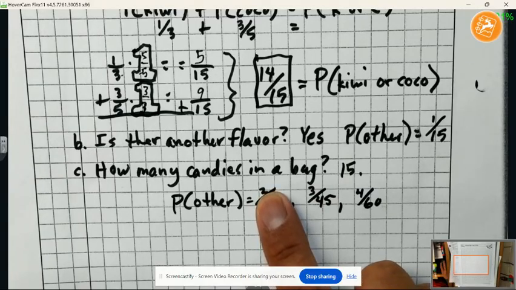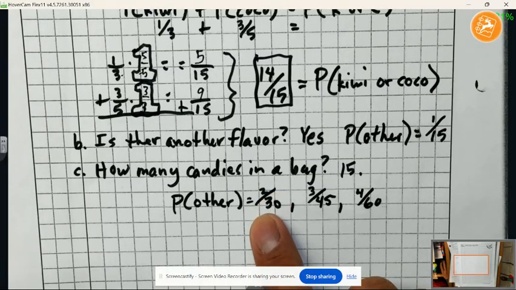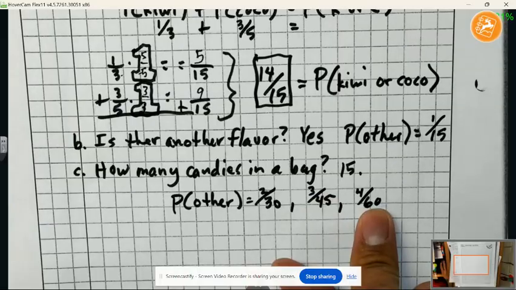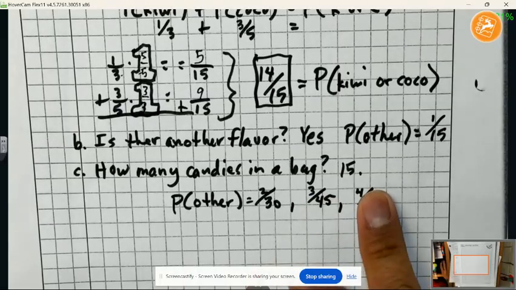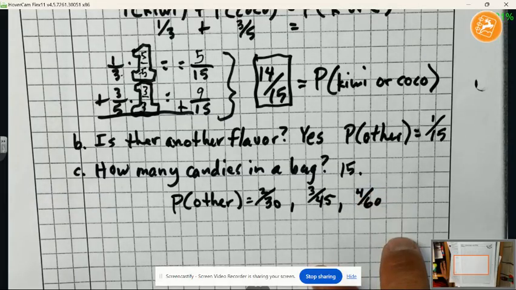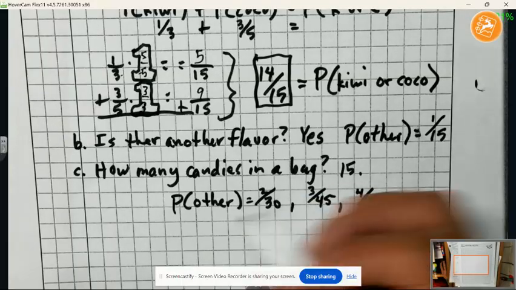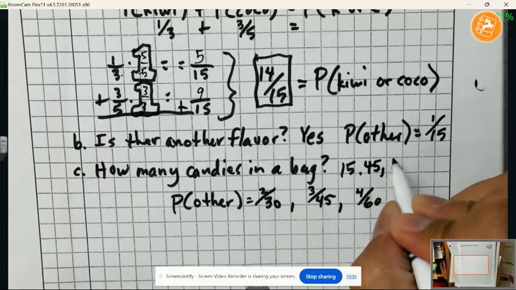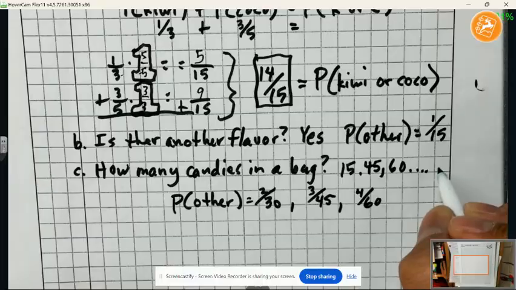There can be scrumptious strawberry and tasty tangerine. Can there be more than 2 flavors? Yes. If there's 45 candies in the bag, there are possibly 3 other flavors, bodacious banana. And if we have 60 candies in the bag, there could be possibly 4 other flavors, and that would be awesome apricot added to that. So there could be 45, there could be 60, there could be many others.